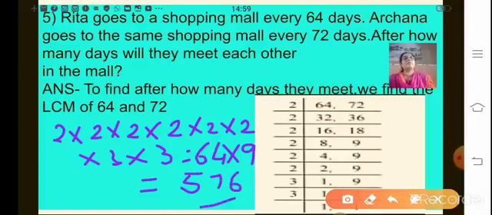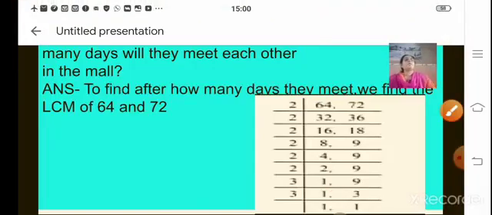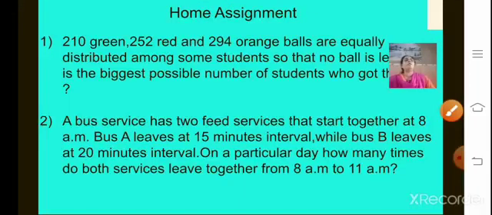576. So after how many days will they meet each other in the mall? After 576 days they will meet each other in the mall. Okay, so these words, every 64 days, every 72 days, tell us that it is an LCM type of question. Now based on these, some home assignment for you.